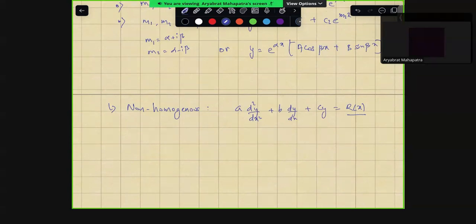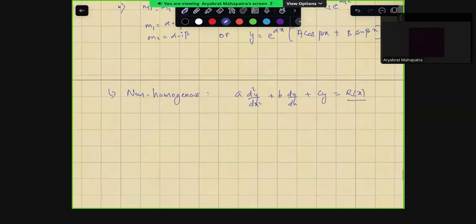And again, your coefficients A, B, C are constants here. So in this case, your solution would be a complementary solution, which you basically get from the auxiliary equation, from the homogeneous part, and this is a particular integral.